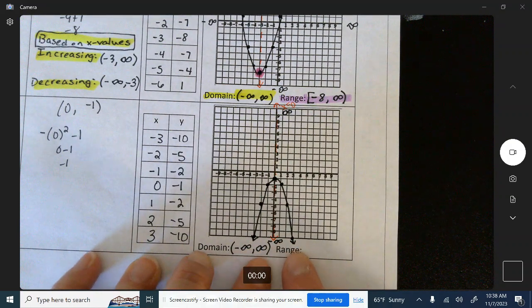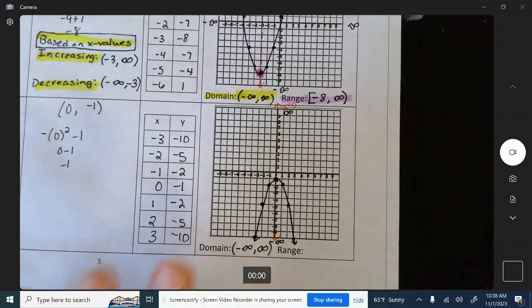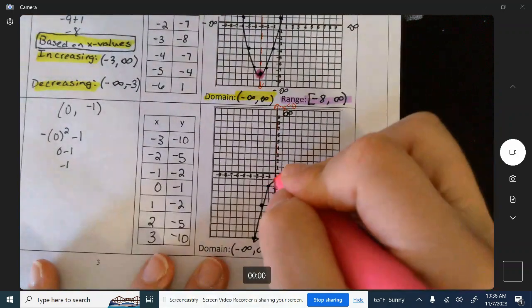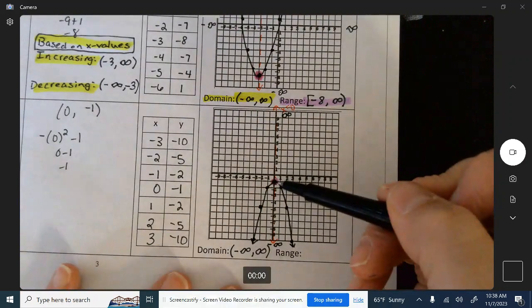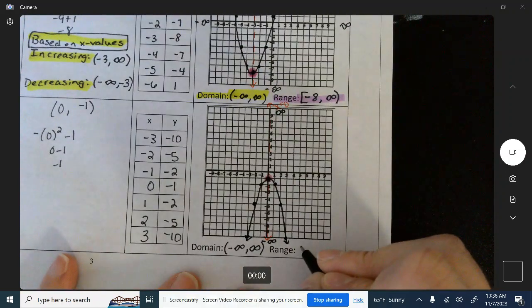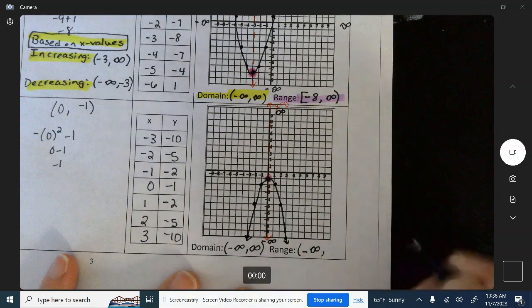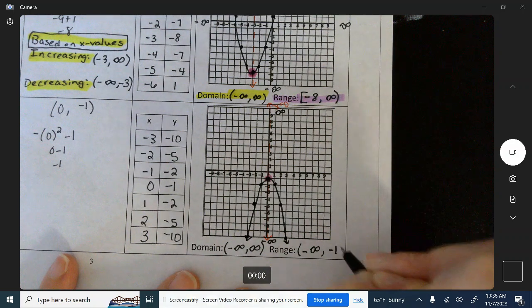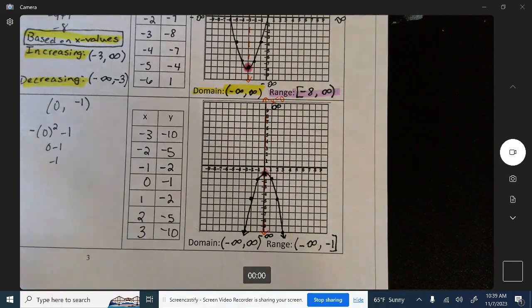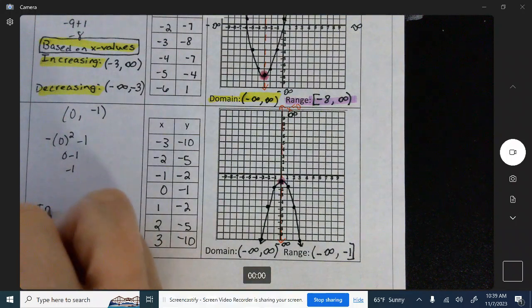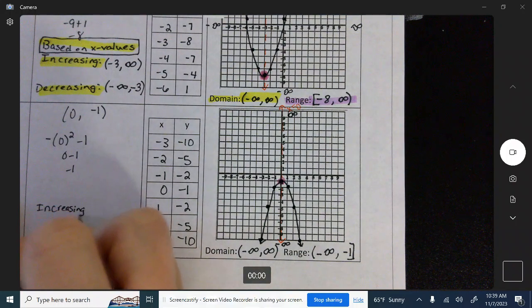That's what those arrows mean. It continues to go down. But I'm bound by my top point right here, which is at -1. Okay, that's my vertex at -1. So that means my range is going to go from negative infinity up to -1 with a bracket because -1 is a point on the graph. Okay? So negative infinity to -1. All right, now let's consider increasing and decreasing.